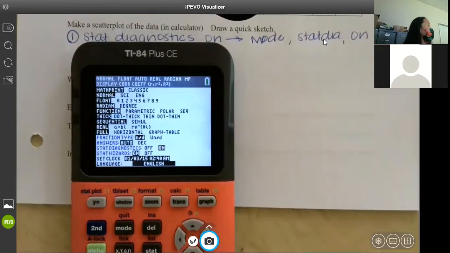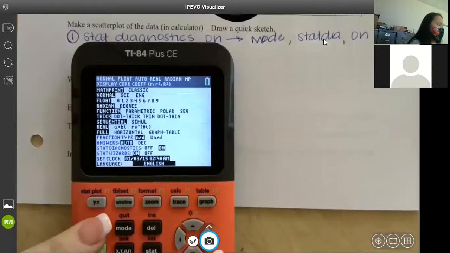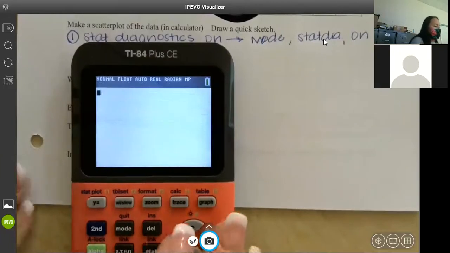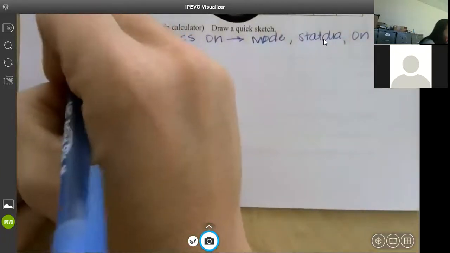When you take your final exam, you have to remember to do this. You can remind each other the day of. I cannot talk to you the day of. So I will try to remind you the day before and all of that before your exam, but make sure that this is turned on. It will not be on your calculator. So to get out of it, I do second mode, which quits and goes back to a regular screen. So the first thing, make sure that stat diagnostics is on.